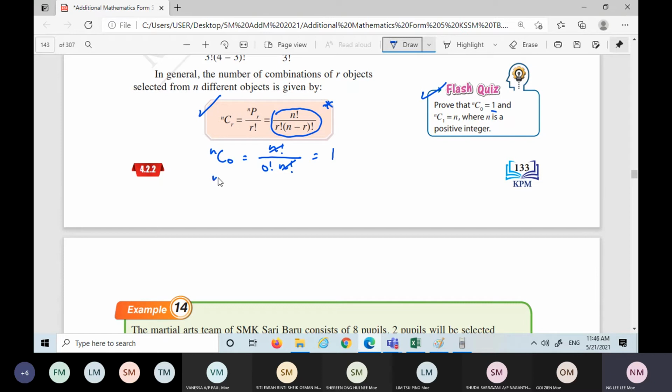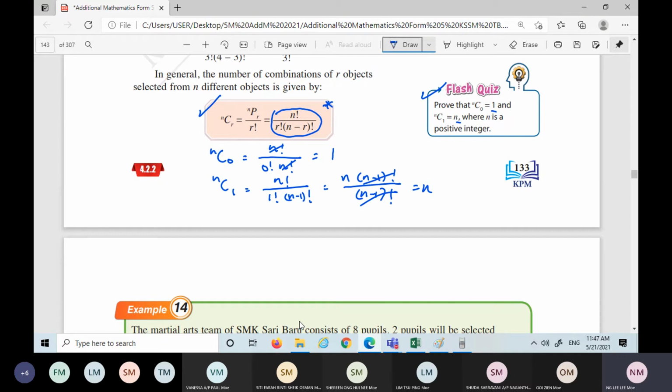Next, nC1. Same thing, follow the formula, n factorial over 1 factorial, because r now is 1, and n minus r, so n minus 1 factorial. 1 factorial is 1, so next step no need to write it. n factorial and n minus 1, which one is bigger? n is bigger than n minus 1, so I start with the n, then n minus 1, so n minus 1 factorial over n minus 1 factorial. Cut. Therefore you get n. This is how you get the answer.